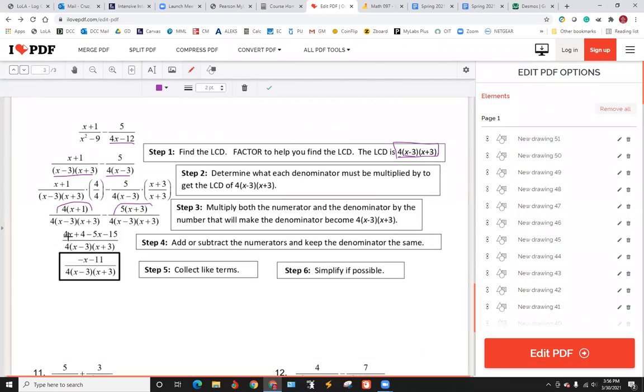So then we collect like terms. 4x minus 5x is negative x. 4 minus 15 is negative 11. All over 4 times x minus 3 times x plus 3. If it's possible to simplify, you could. In other words, if there were an x minus 3 or an x plus 3 in the numerator, you could take that common factor out. Or if there was a common factor of 4 up in the numerator, you would take it out.